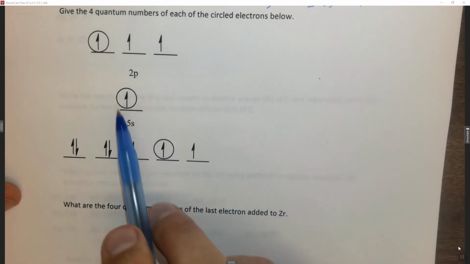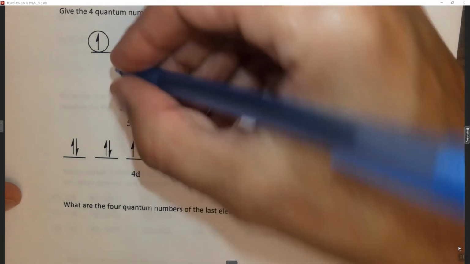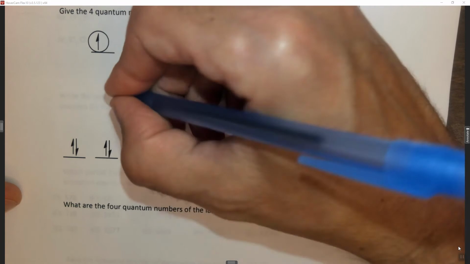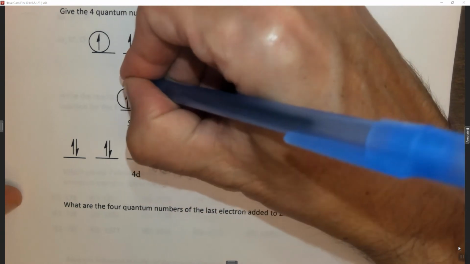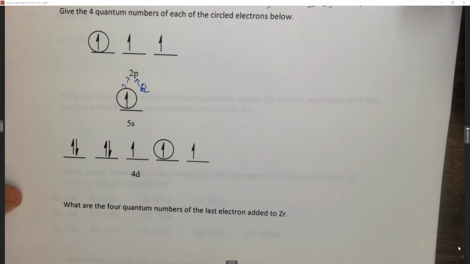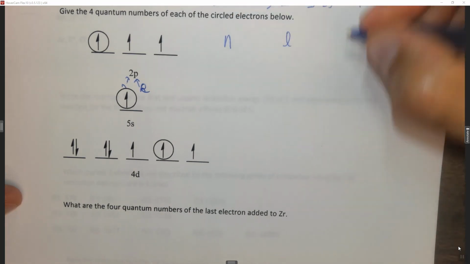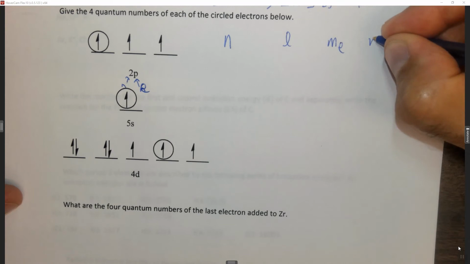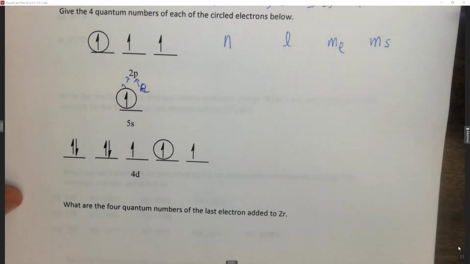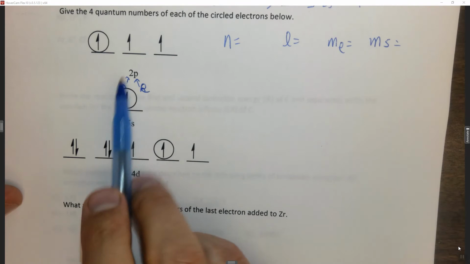So here we have the 2p orbital. From before, this is n, and this is L. And what I should have started out with is, to find the 4 quantum numbers, we want to find n, L, m sub L, and m sub S. Okay, so these are the 4 quantum numbers we're looking for. So this is n, 2.